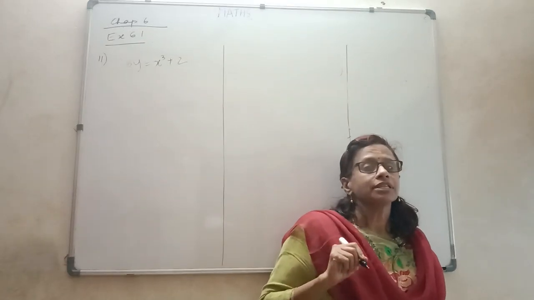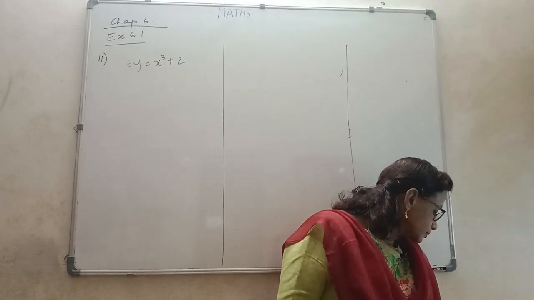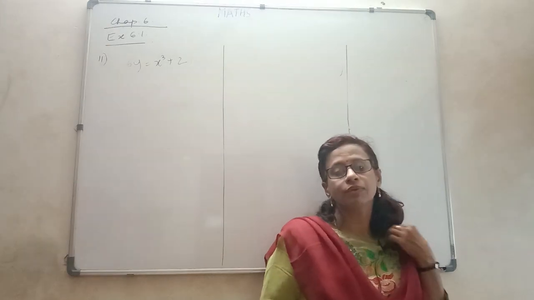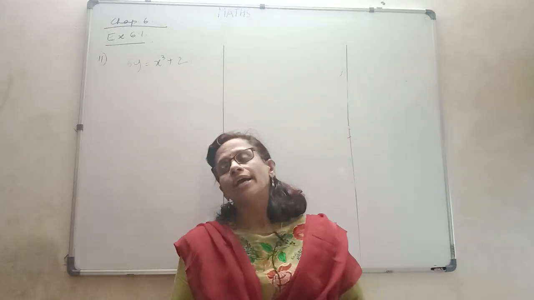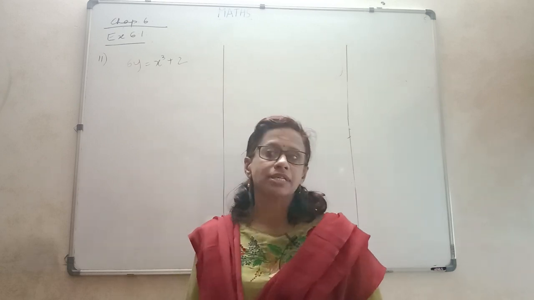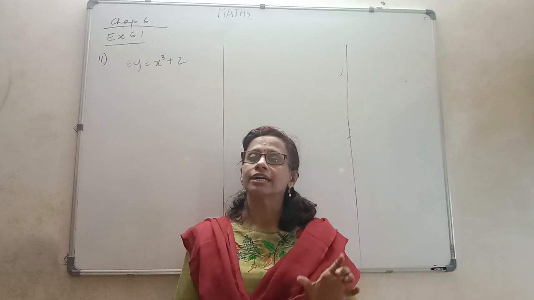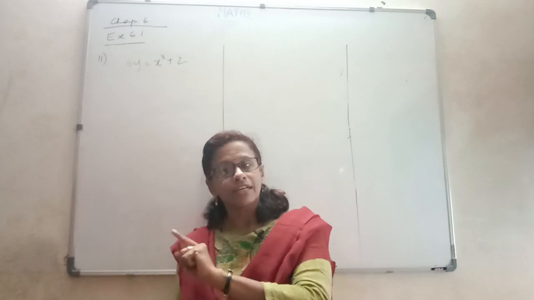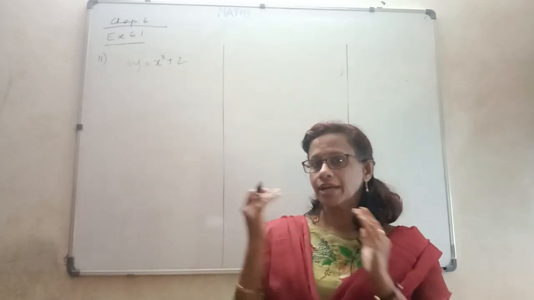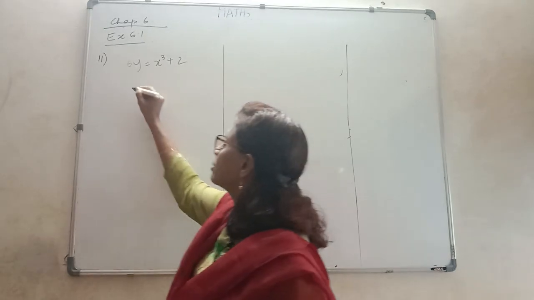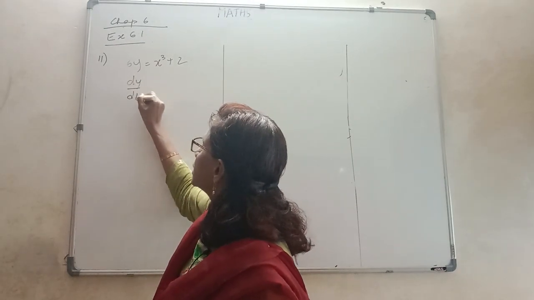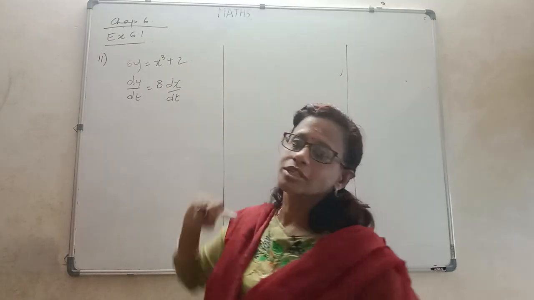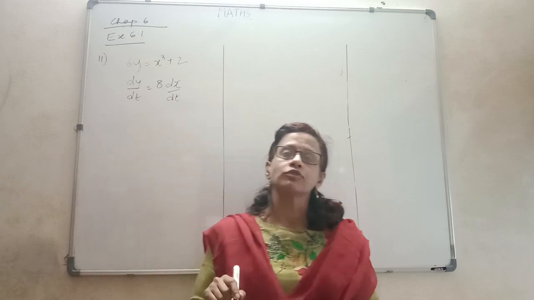The other thing given in the question is that the y coordinate is changing 8 times as fast as the x coordinate. Now one needs to understand what they try to tell here. It means they are telling the relation between the rate of change of y and the rate of change of x. So basically dy by dt is 8 times dx by dt. This is what is given to us. Now with the help of this, we have to find out.